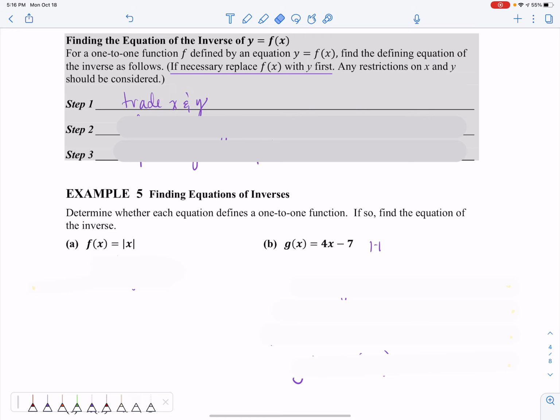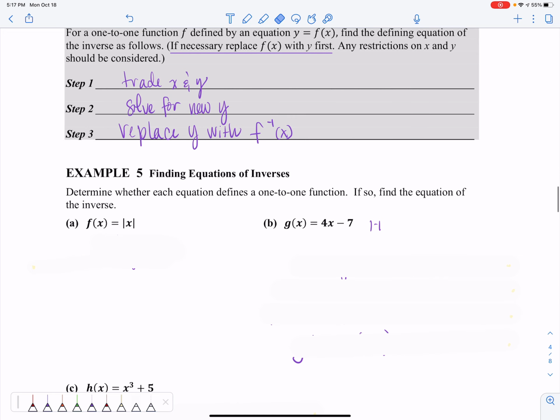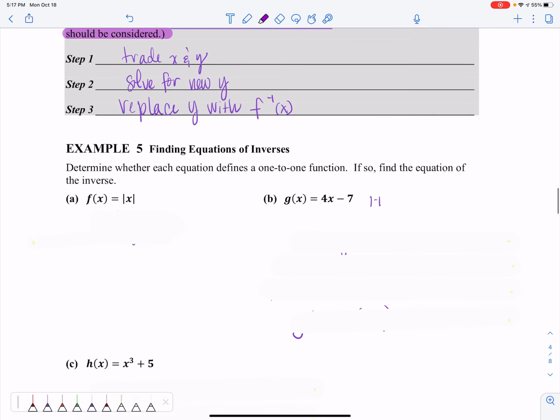Step 1 is going to be to trade your x and your y values. This goes back to interesting fact number 3. After you trade your x and your y values, solve for the new y. And after you've done that, take out the new y and replace it with the correct notation of f inverse. Now, I do want to point out here that any restrictions on x and y need to be considered, and we'll run into that here in just a moment.